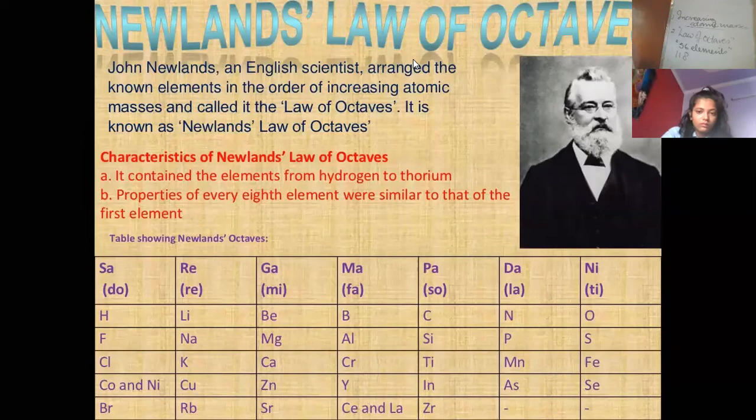The first limitation was that he said only 56 elements would be known. Second, the law of octaves was not applicable to all the elements known at that time; he was not able to classify all of them. Third, he compromised on the first observation, that is increasing atomic mass. He placed atoms in the wrong order of increasing atomic mass. He even placed two elements in the same column, and noble gases could not be incorporated in his periodic table.